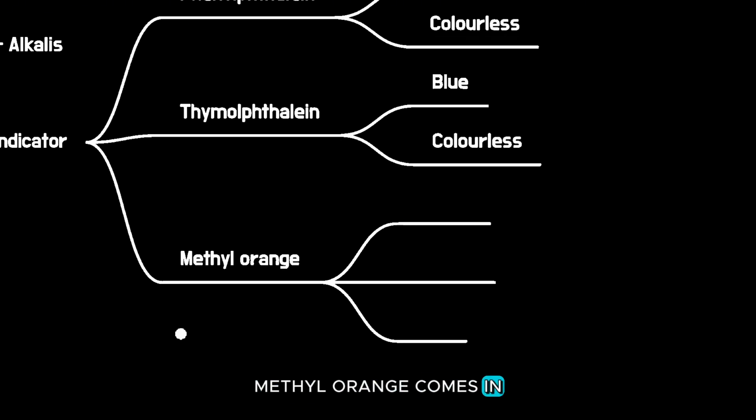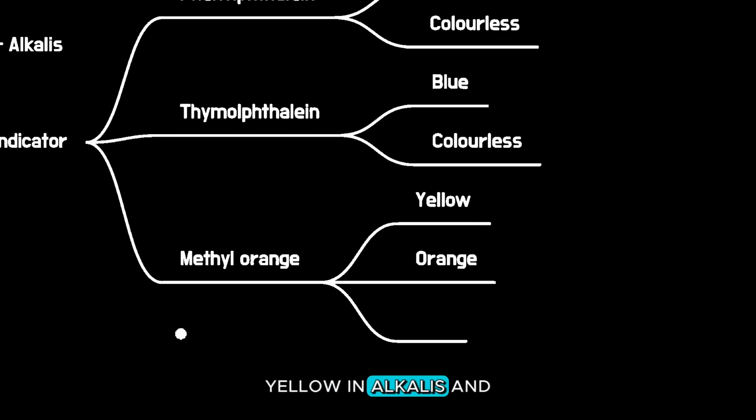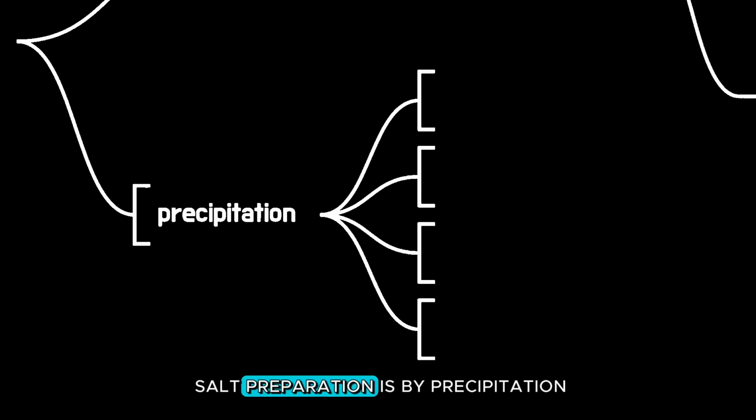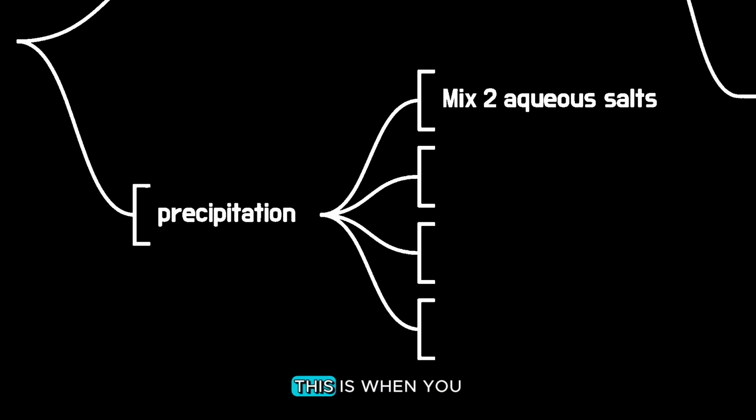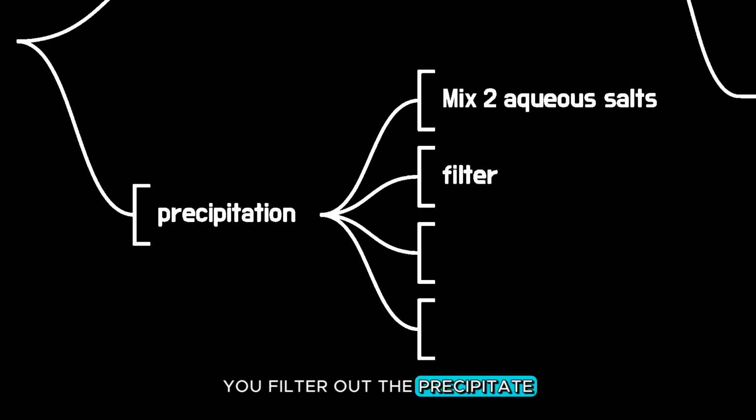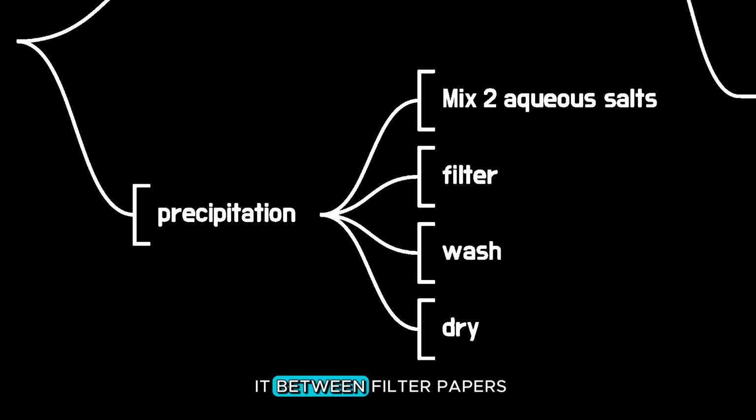Methyl orange comes in three colors. It is orange in neutral conditions, yellow in alkalis, and it is red in acids. The last method of salt preparation is by precipitation. This is when you mix two aqueous salt solutions, you filter out the precipitate, then you will wash that precipitate with distilled water, and finally you'll dry it between filter papers.